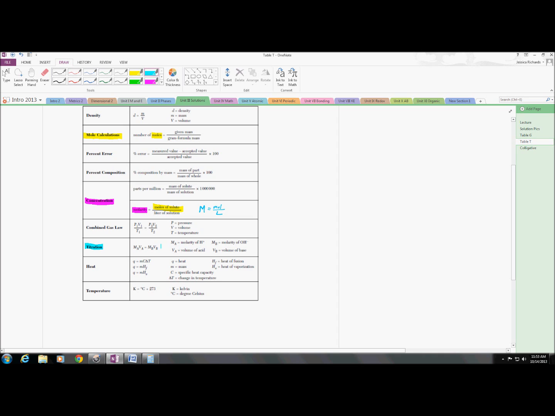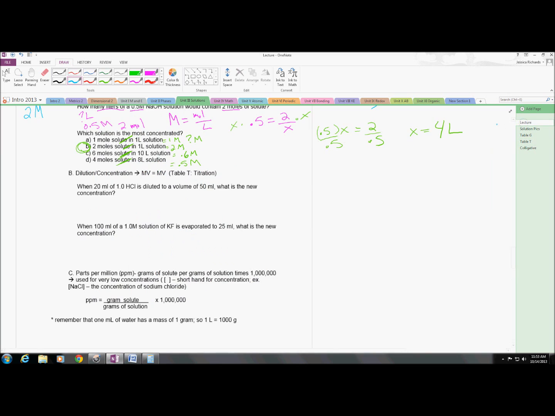Just ignore the A's and B's. Think of them as ones and twos, like we did for the combined gas law. So we can just have our starting solution and our ending solution. Think of it as M1V1 equals M2V2, and we're all set.